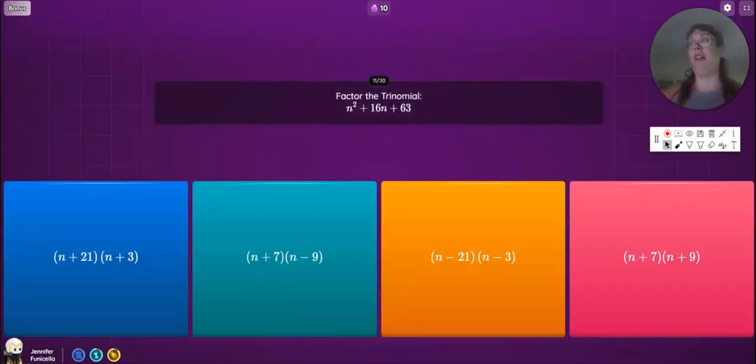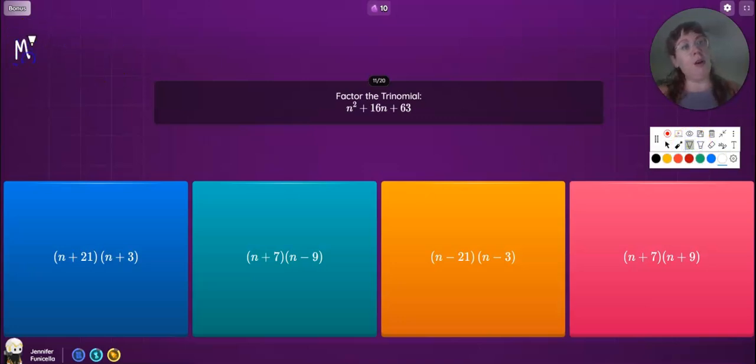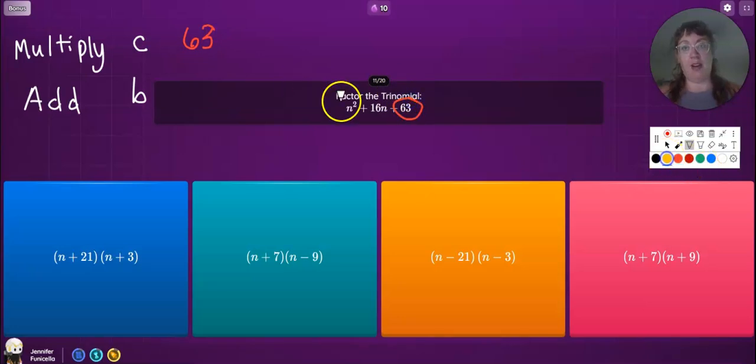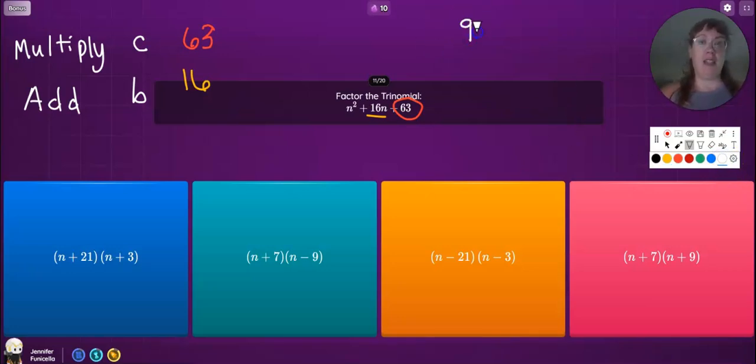Okay, so the second part of this Quizizz is factoring the trinomial when a is equal to 1. So we want to find two numbers that multiply to our c value and add to our b. So in this case, our c is 63 and our b is 16. It helps to know your times table for sure for these ones. I know that 9 times 7 is 63.